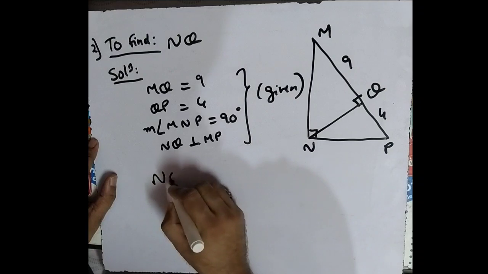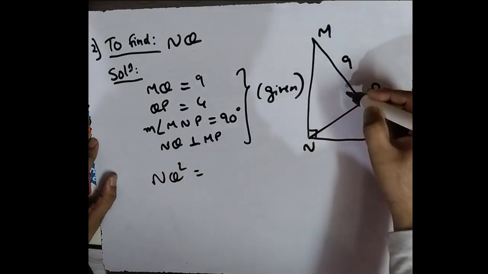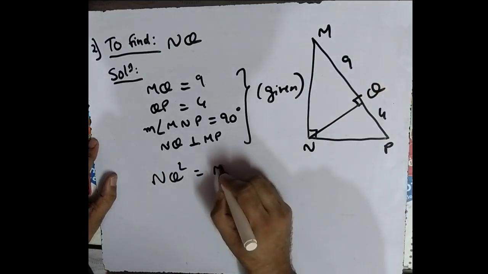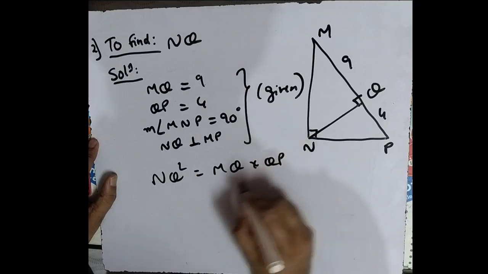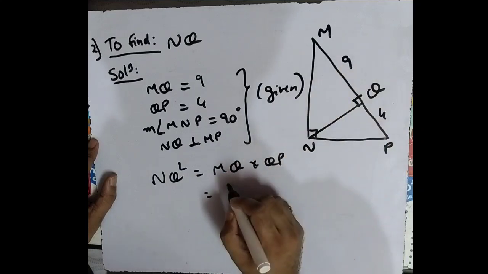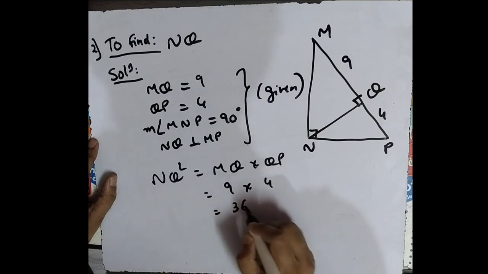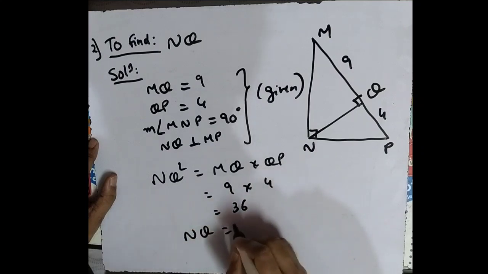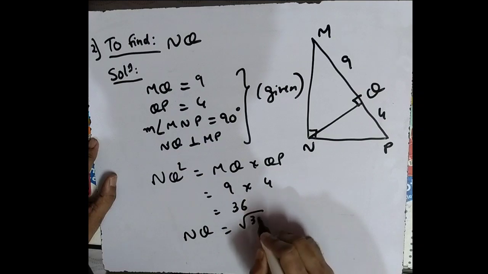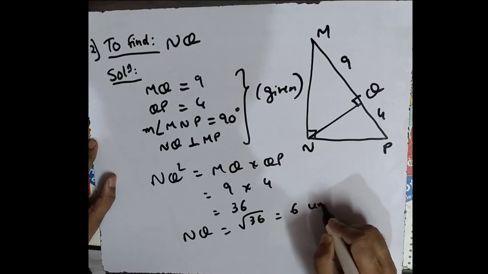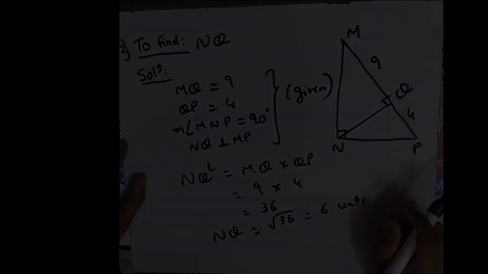NQ square is equal to MQ into QP. Substitute the values. MQ is 9, QP is 4. 9 into 4 is 36. Taking the square root of 36, we get 6 units.